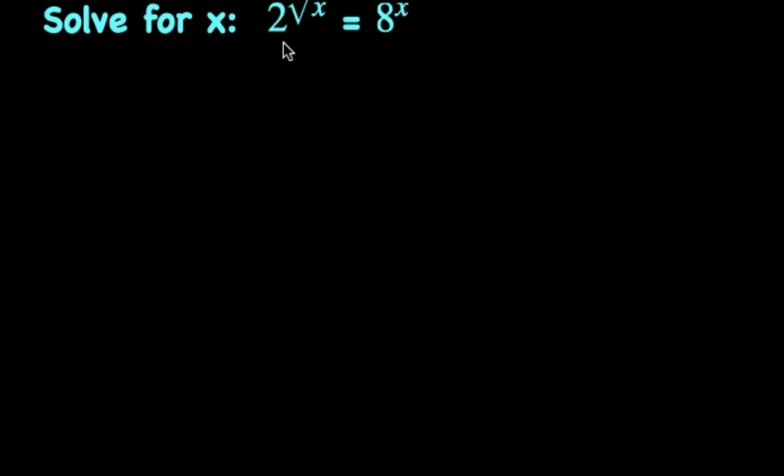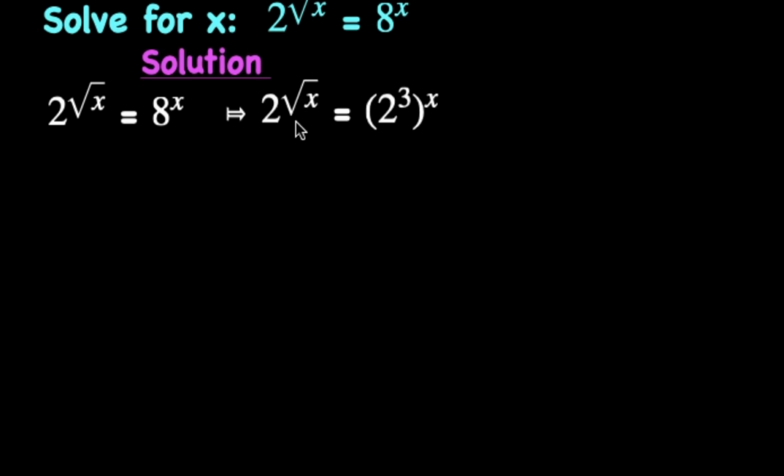Solve for x. First step, rewrite it as 2 raised to the power 3 so that the two sides of the equation will have the same base. That is 2 raised to the power root x is equal to 2 raised to the power 3x. Cancel the bases.